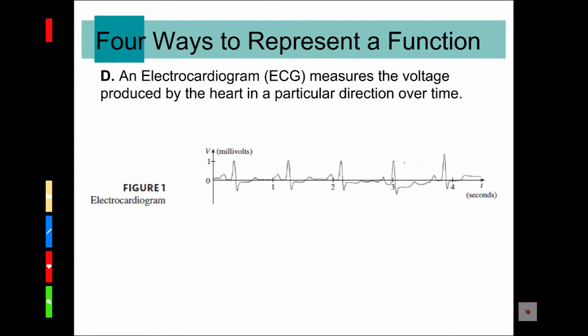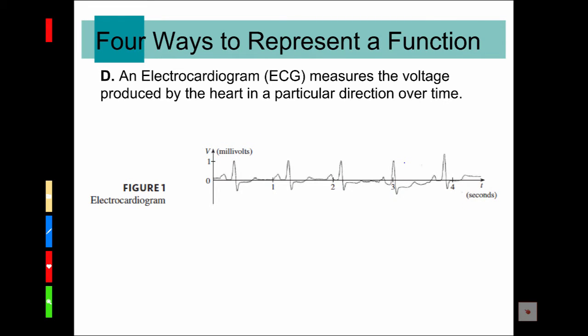2,560,000,000. Here's another example. This is an example involving an electrocardiogram, which is a measurement of the voltage produced by your heart on the surface of your body in a particular direction. Now this function is given graphically. We've got voltage on the vertical axis here and time on the horizontal axis.